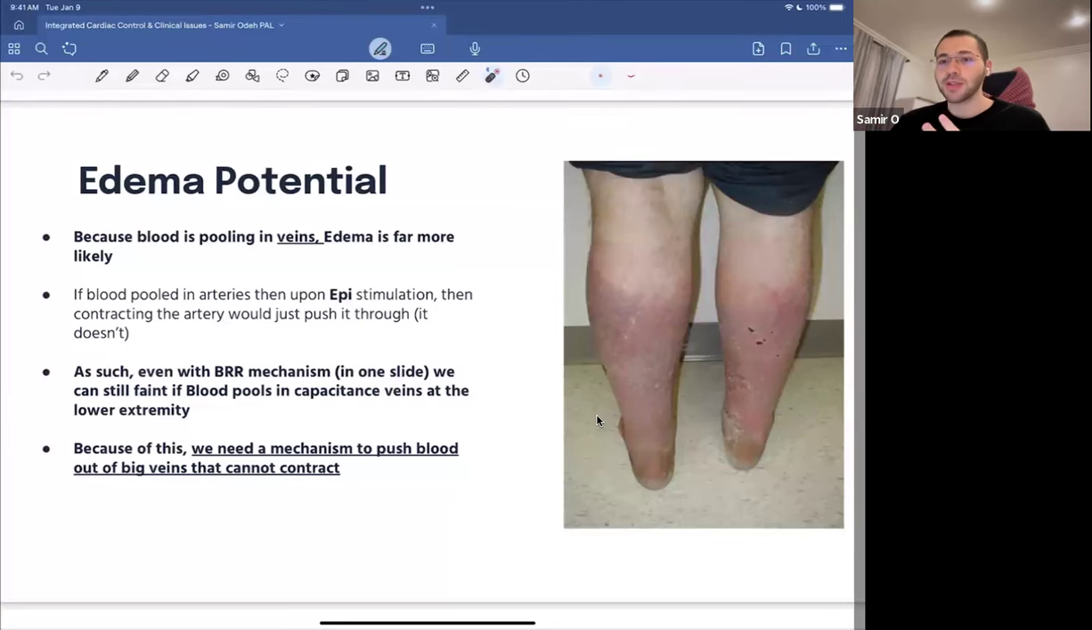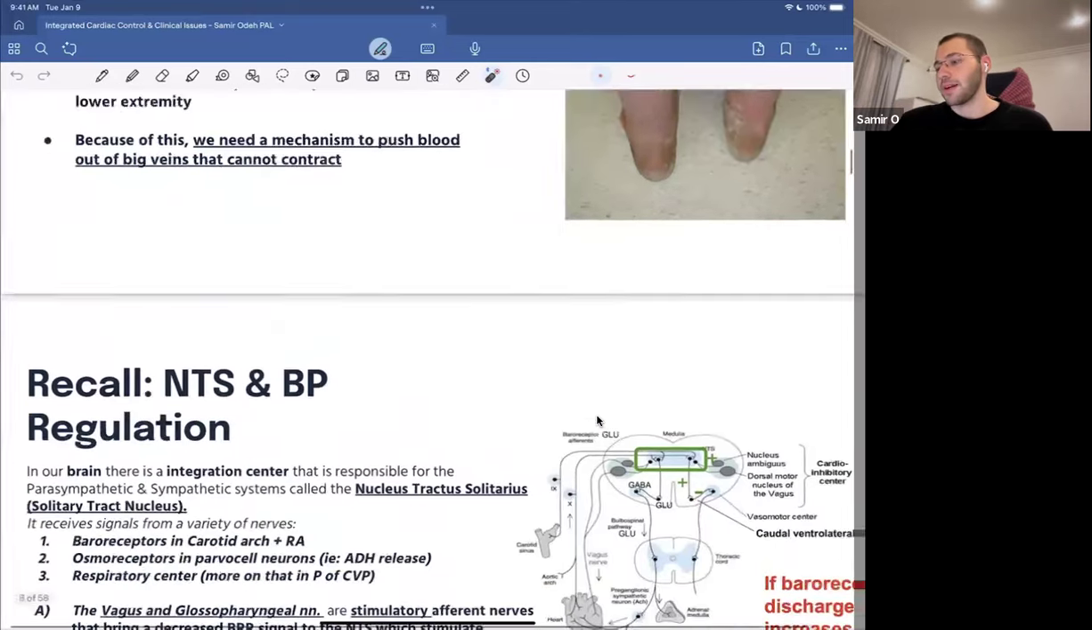So this is just a preamble, essentially, to have you start thinking that we need a mechanism to force this blood out of our legs and back into the circulatory system, or we're going to faint, as in we're going to lose pressure.